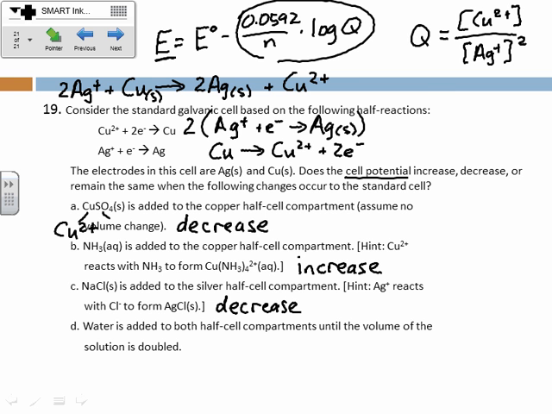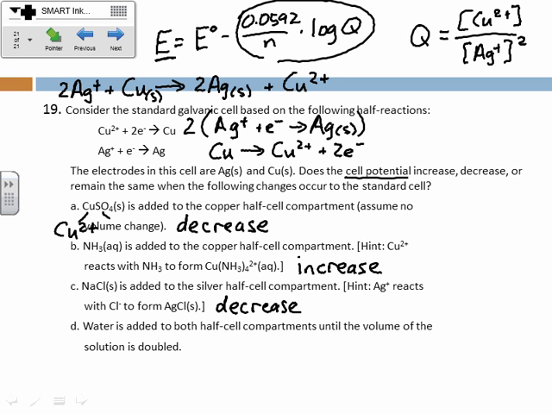Now we're adding water to both half cell compartments until the volume of the solution is doubled. Okay, this one's a little tricky. It would stay the same if this is a 1-to-1 stoichiometry, right? But what happens, let's say that we've got 1 molar here, 1 molar here, and then we cut both of those in half. See, it's going to have a different effect on the silver than it has on the copper. Do you see that? Okay.